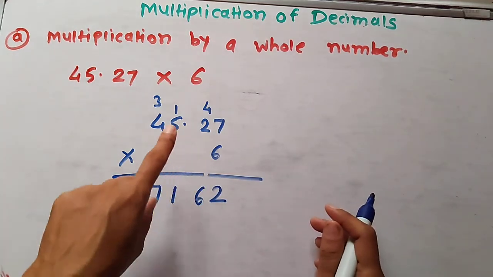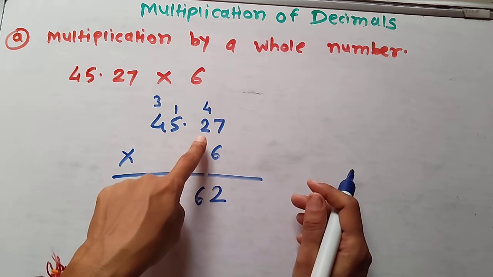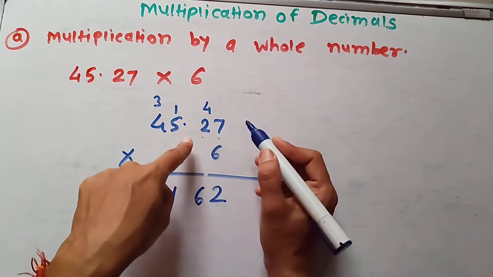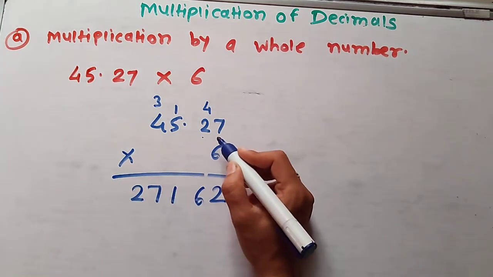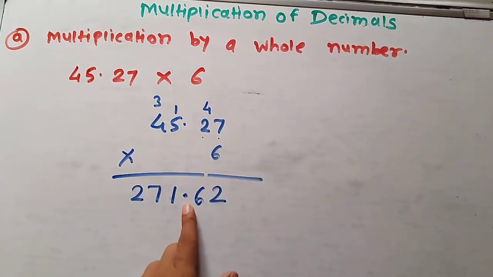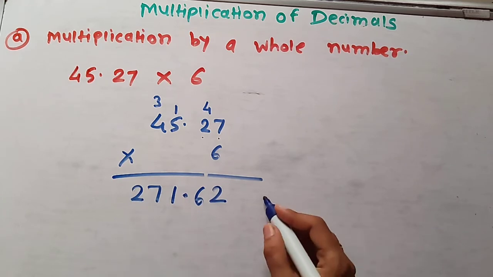Now here you have to put the decimal point after 2 digits. See here how many digits? 1, 2. Here there are 2 digits, so you have to put the decimal point after 2 digits. Okay, see here, after 2 digits you have to put the decimal point. So this is your answer.